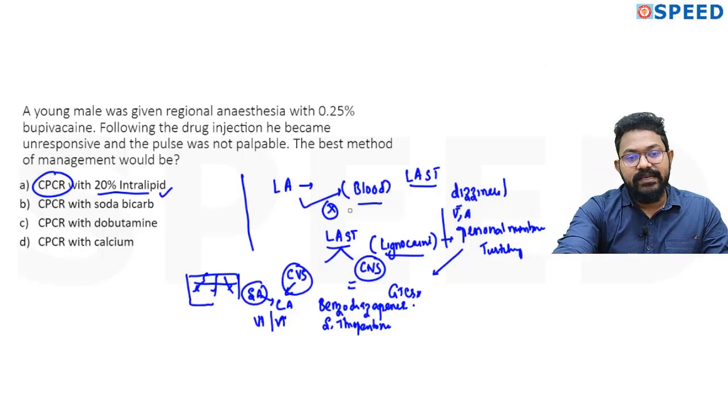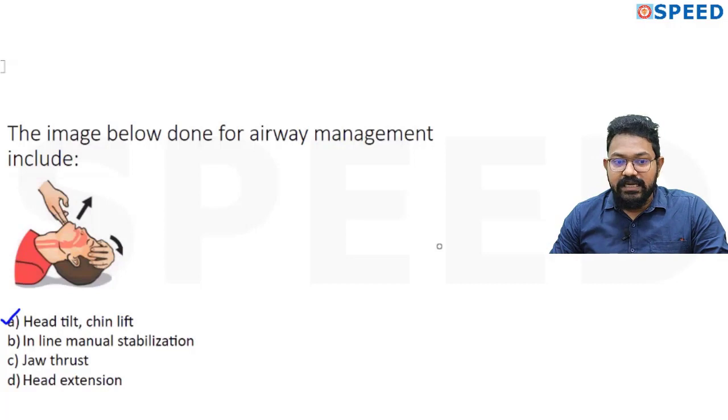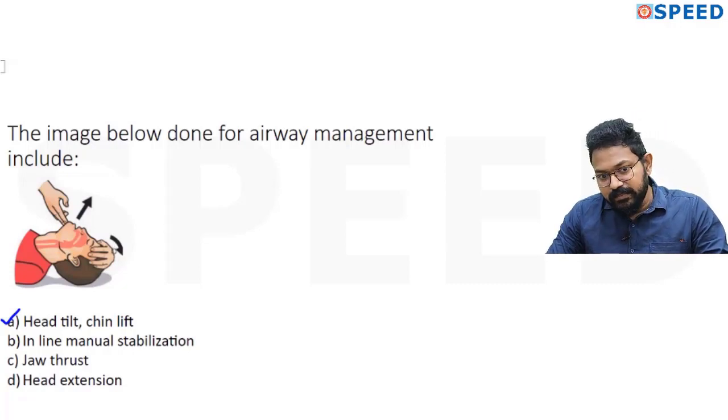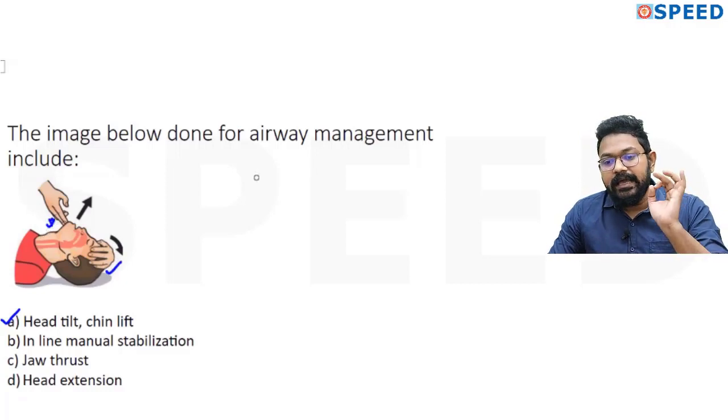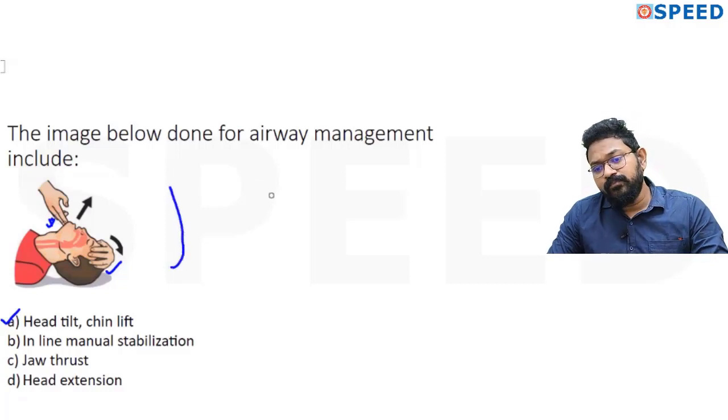Now let us move on to the last question. The image below shows maneuvers done for airway management: head tilt chin lift, inline manual stabilization, jaw thrust, head extension, right? So a very straightforward question. You can see that here this particular arm is used for head tilt and this particular arm is used for chin lift. This is an airway securing procedure. Now, why do you think this is a very good procedure? What is the significance? What is the science behind this procedure?